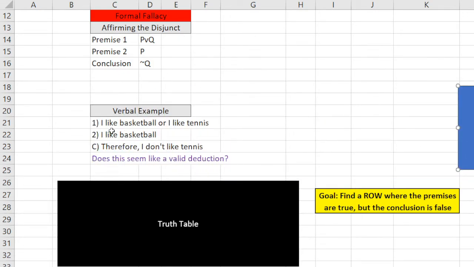So here's an example. I like basketball or I like tennis, right? P or Q. I like basketball, P. Therefore, I don't like tennis. So verbally, perhaps it's easier to see that this is not a good deduction at all, because it's pretty obvious that I could like both. Just because I like one does not mean I don't like the other, and vice versa. So that's a verbal example of why it's a fallacy. Although verbal examples are not proofs, so you have to show with the truth table why this is invalid.